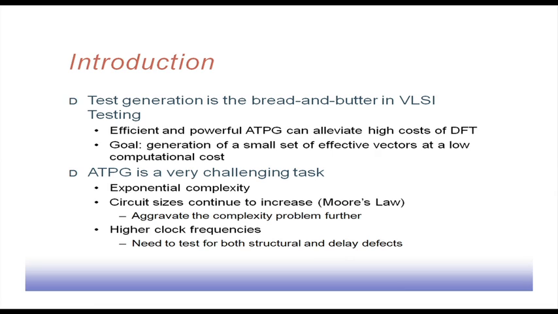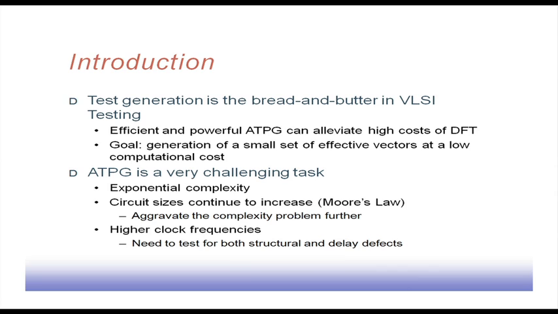ATPG is a challenging task, because the problem is exponential in nature. If we are trying to generate the exact minimum test set for a particular circuit and a particular set of faults, then this problem is exponential. So, we have to take help of heuristics, and the heuristics must run in reasonable time and give us a good amount of fault coverage.